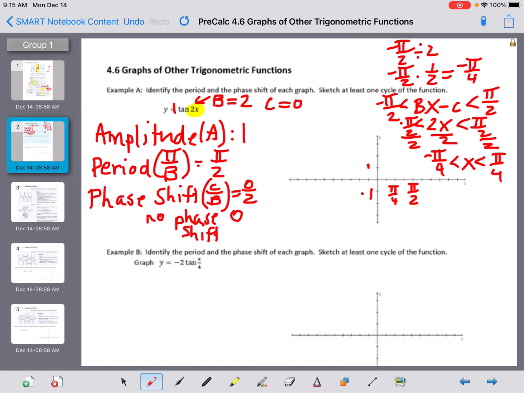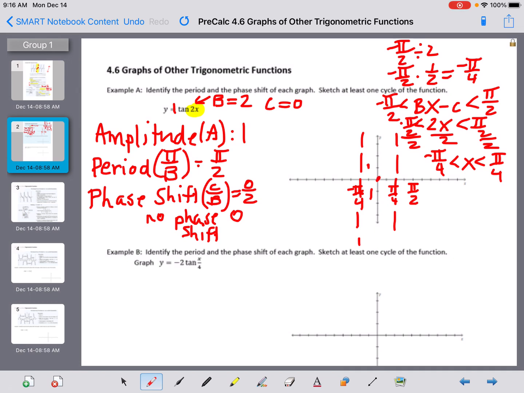My pi over 4 is already here 2 spaces out, so I'm going to put an asymptote there, which means my negative pi over 4 is 2 spaces to the left here. Okay, so those asymptotes are super important. When you graph this, it's important that you label where you're at on the graph when you put that asymptote, and you show me those asymptotes. If you can't bother to put that asymptote there, I'm going to mark it wrong because I don't know where your curves are approaching.